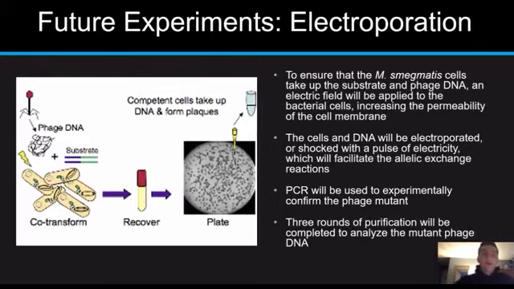So as you can see in the diagram, on the right side of the diagram, we have a plate that's covered in a nice bacterial lawn. And each of those little black circles is actually a plaque where phage is present, and hopefully some of those plaques will contain the mutant phage that Olivia and I are trying to create.